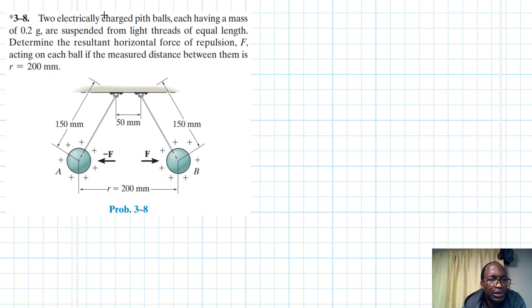The problem reads: two electrically charged pith balls, each having a mass of 0.2 grams, are suspended from light threads of equal length. Determine the resultant force of repulsion acting on each ball if the measured distance from them is r equal to 200 millimeters.